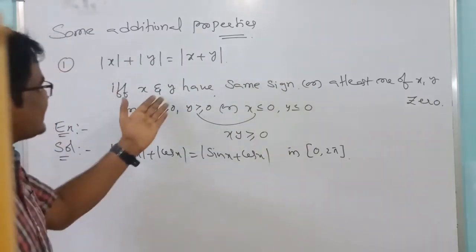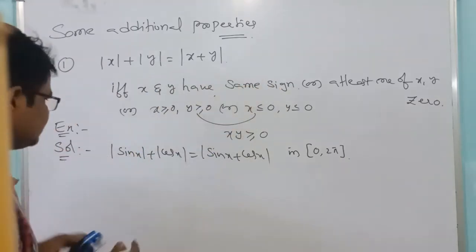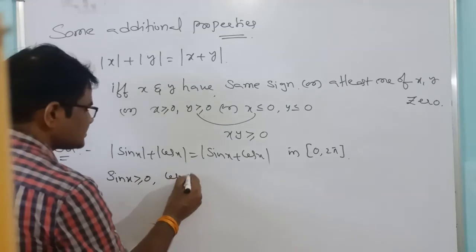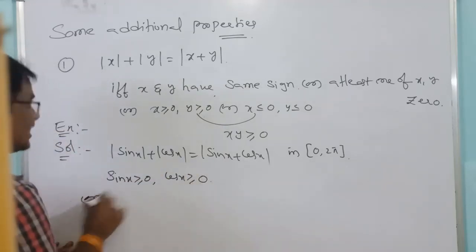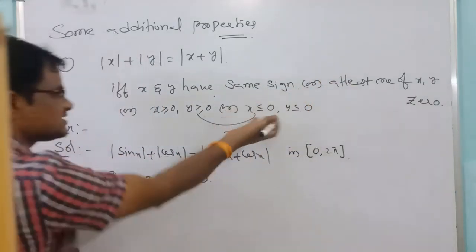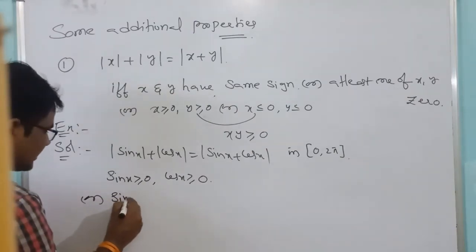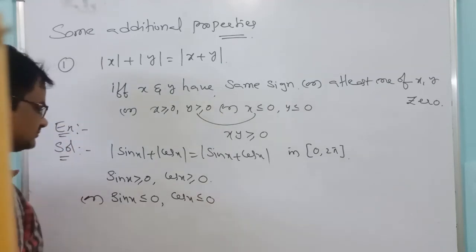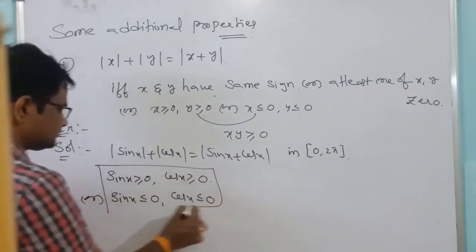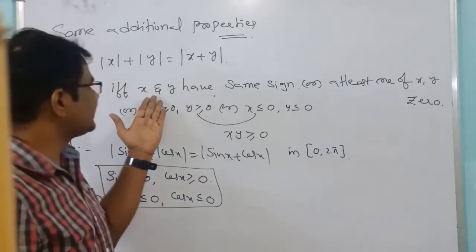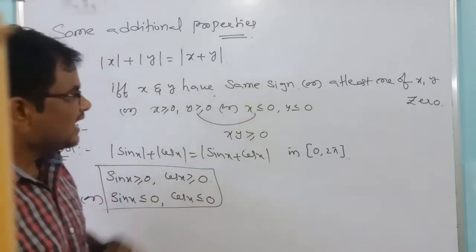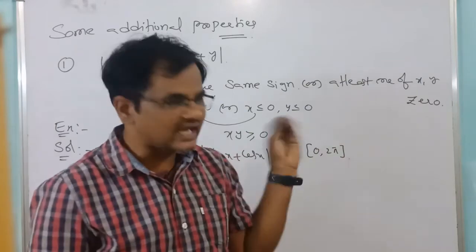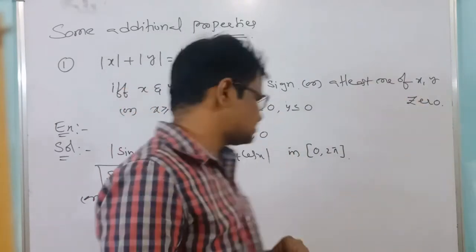So first, take x and y having the same sign. That means sin x ≥ 0, cos x ≥ 0, or x and y have the same sign meaning both ≤ 0: sin x ≤ 0, cos x ≤ 0. These two are for x and y having the same sign. And the second one is at least one zero, meaning either sin x or cos x, sometimes both also.